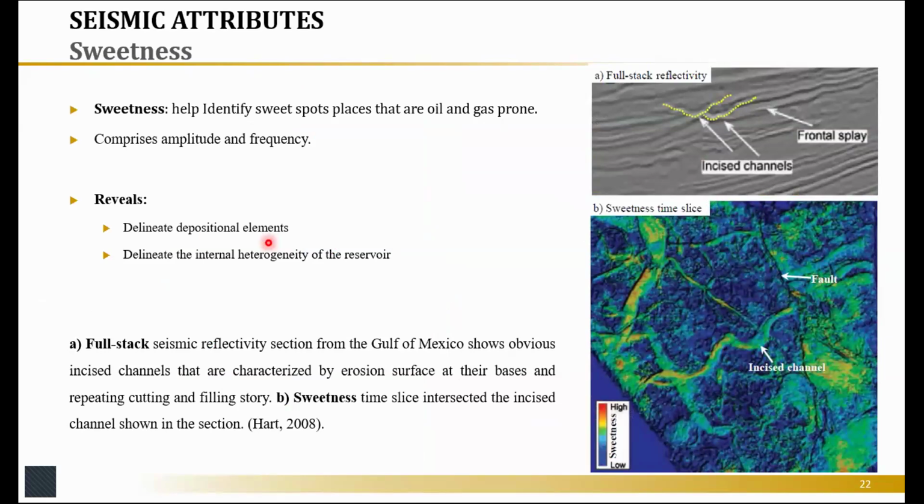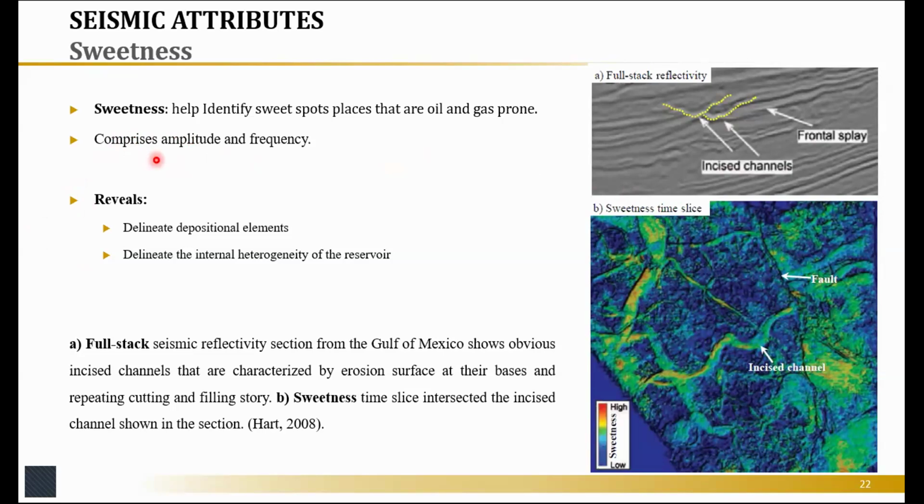Moving to another one, which is the seismic attribute sweetness. We can define the sweetness first before we go to the example. The sweetness can help you to identify the sweet spots that are bearing oil or gas. So the sweetness is an empirical attribute that is designed to identify the sweet spots, because this attribute combines the effect of the amplitude and the frequency together.